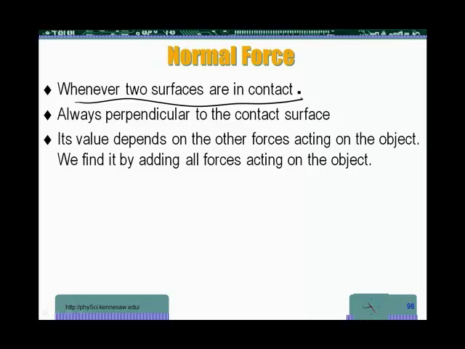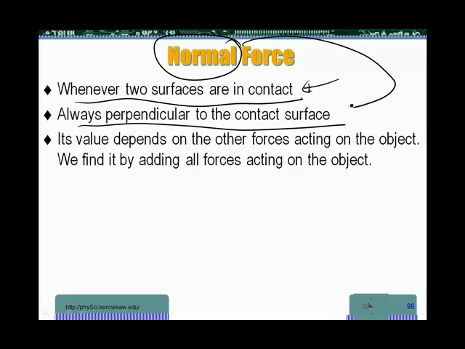Your hand pushing against your hand is a normal force. Your hand pushing against the wall is a normal force. Whenever two surfaces are in contact, we are going to have a normal force. Now, it is always perpendicular to the contact surface. That's key. That's what the word normal comes from. The word normal means perpendicular. It is perpendicular to the contact surface.